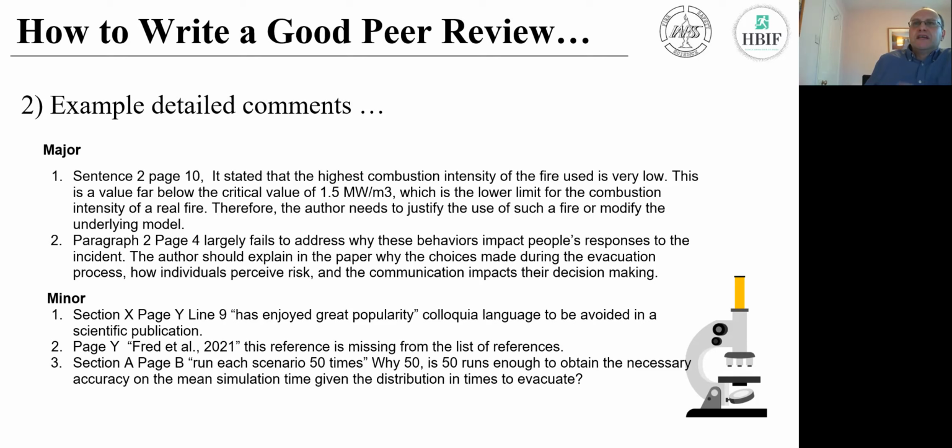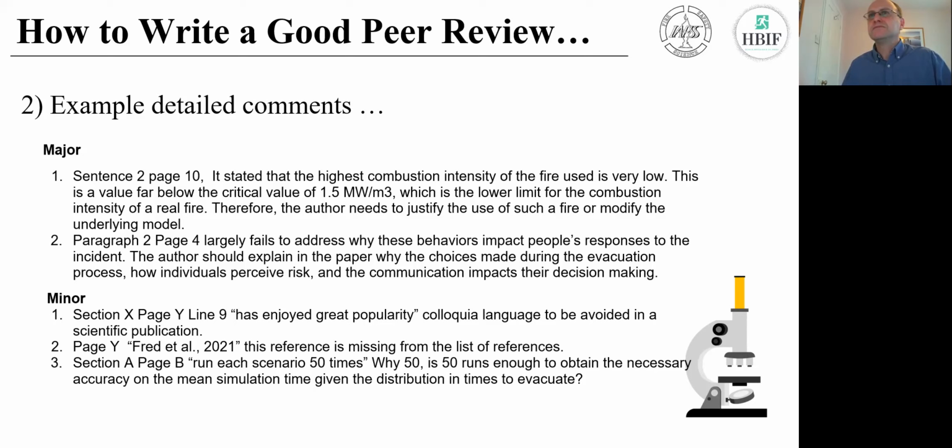So the first one says sentence two, page two, this starts questioning something about their model. So they picked a fire, but there's some issue with the simulation fire data. So therefore the author needs to justify the use of such a fire and modify the underlying model. Again, this is where it's sometimes difficult to decide what's a minor and what's a major issue, because that could be a minor thing if they could justify it. But if they need to rerun their whole simulation, that could be a major issue.